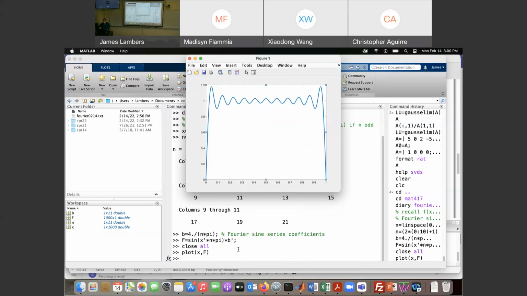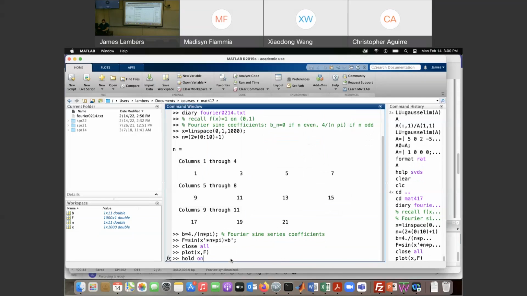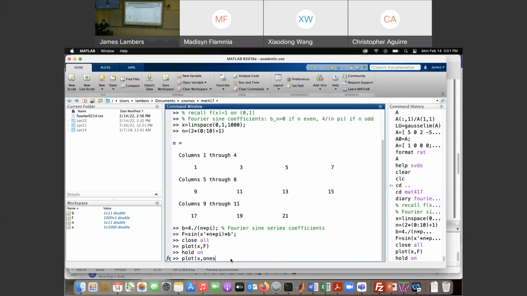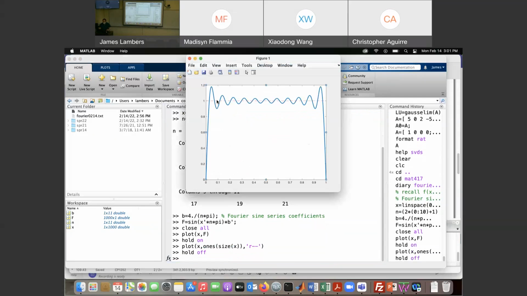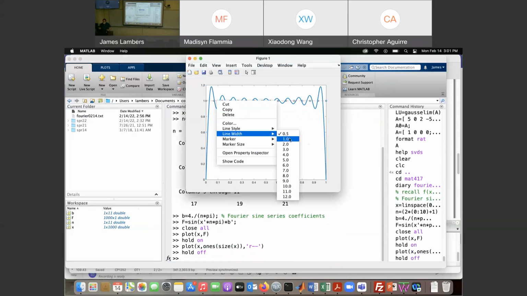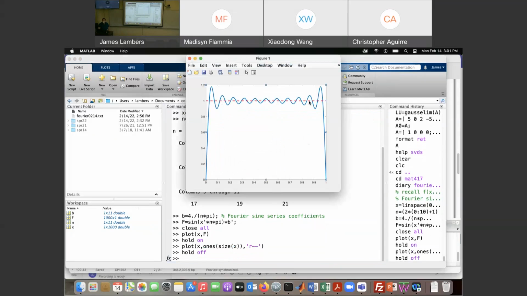Okay, and I'm going to superimpose on it the function that we're approximating, which is 1, using a red line. Make that bigger also. So here's the function we're trying to approximate in red. Here's our approximation in blue. And of course, it doesn't really work very well to approximate a constant function by a bunch of oscillatory trig functions, but it's doing a decent job.